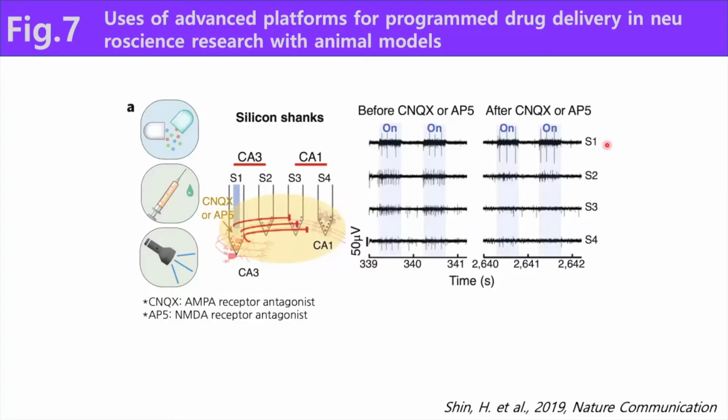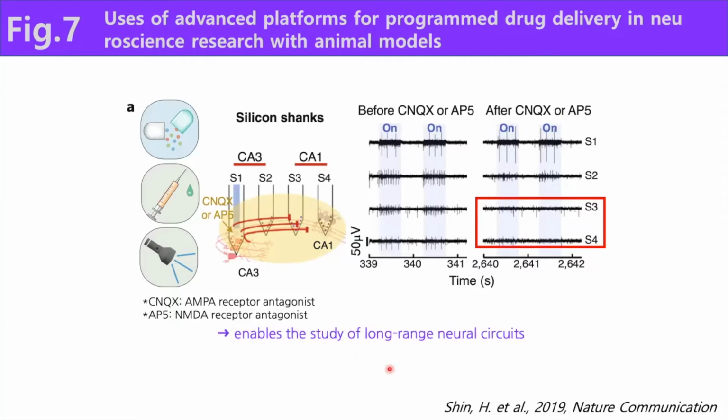This is the graph showing neuronal activities at S1 to S4. This blue mark indicates the light onset, and the light activates CA3. Before injecting the drug, the neuronal activity pattern is identical among S1 to S4. After injecting the drug, the neural activity at CA1 is decayed. So it enables the study of long-range neuronal circuits.